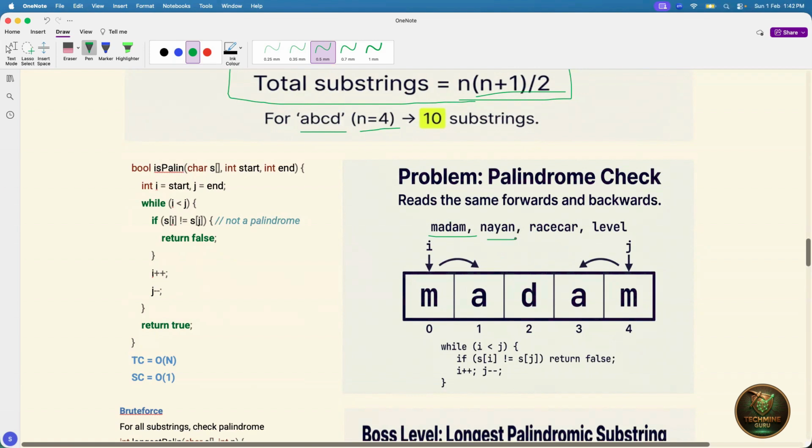Similarly, Nayan is a palindromic word which reads the same from the front side and the back side. Similarly, we have racecar as well. Similarly, we have level as well. So let's see how we can solve this palindromic problem.